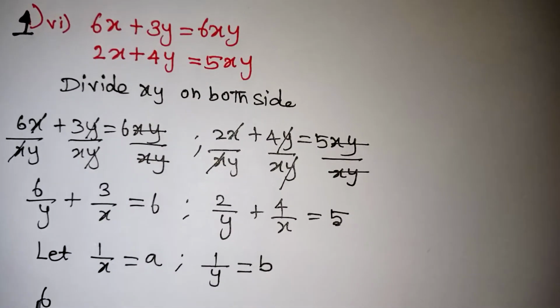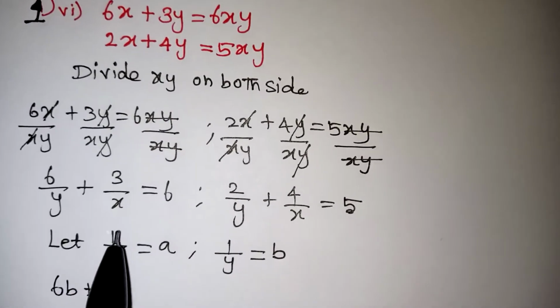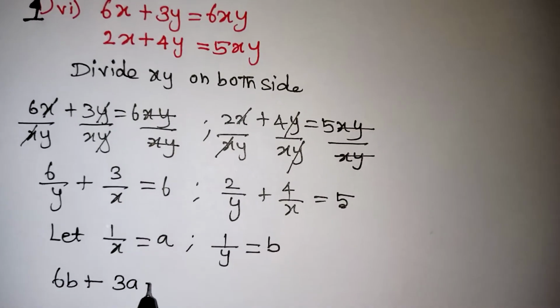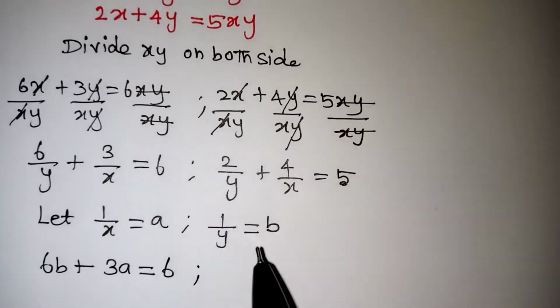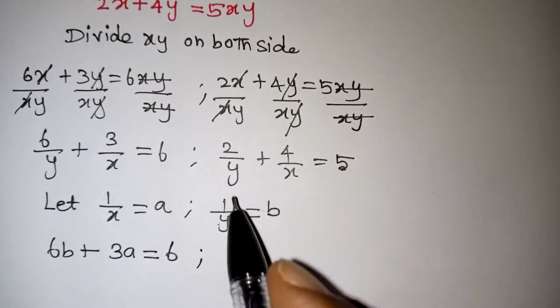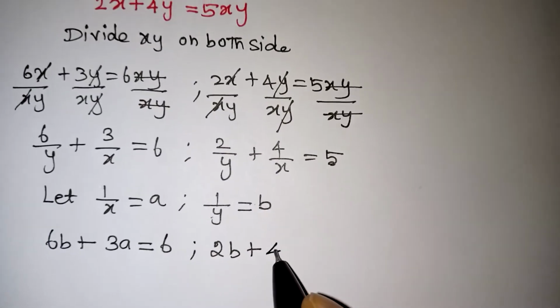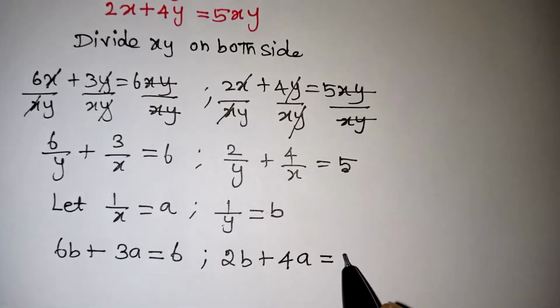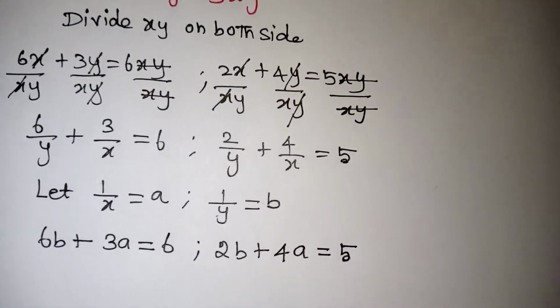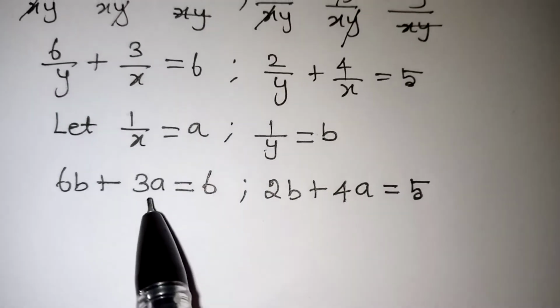So the first equation 6 by y is given. So that is our 6b plus 3 by x is given. That is our 3a which is equal to 6. Second equation 2 by y. So y is b. So 2b plus 4 by x should be written as 4a which is equal to 5. So here we need to solve these two equations.